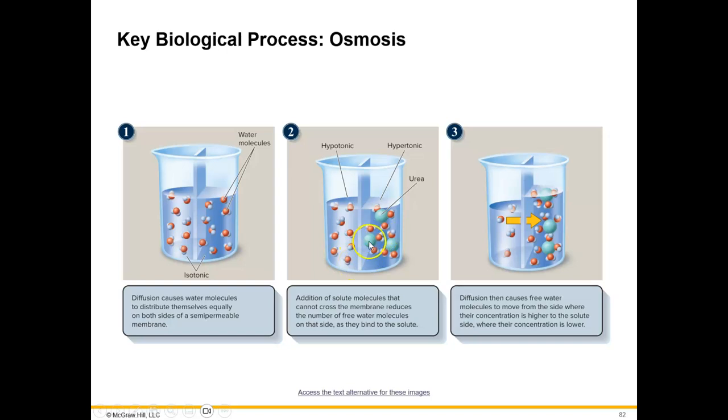So we have water binding to this solute, and that's going to mean that diffusion will cause free water molecules to move from the side where their concentration is higher, over here, to the side where we have our solute, where the concentration of water molecules is lower. And that's how we end up with this imbalance in our levels of water here, because we're trying to reach an equilibrium with concentration, but with this solute, it's going to require more water on this side to reach that equilibrium.